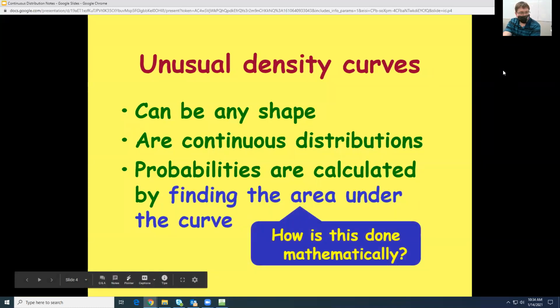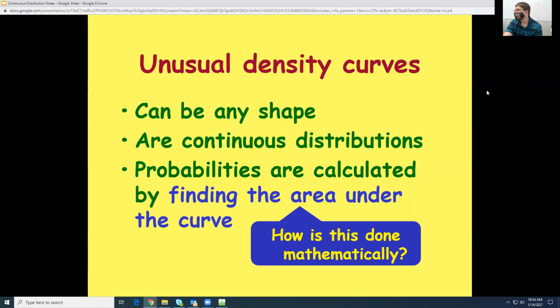All right, so how's this done mathematically? How are we going to find the area of the curve? We're going to do geometry. I mean, that's really what the next lesson here is going to be about. Can you do geometric formulas using information from a graph to find the area under the curve? And all of our areas are going to be less than 1, because remember, this represents probability.